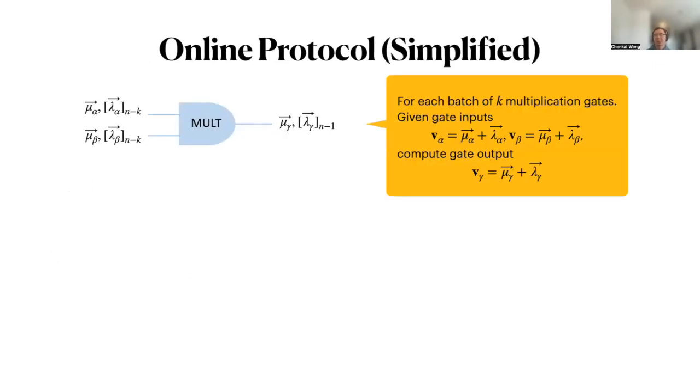Here I would like to introduce a simplified version of our online protocol. Here we assume that there is a batch of k multiplication gates. Gate inputs are defined as the vectors v alpha and v beta, and they are determined by mu alpha, mu beta, and lambda alpha, lambda beta. For the gate output, parties already know the shares of lambda gamma, and the task is to compute the shares of mu gamma and reveal the values to P1.